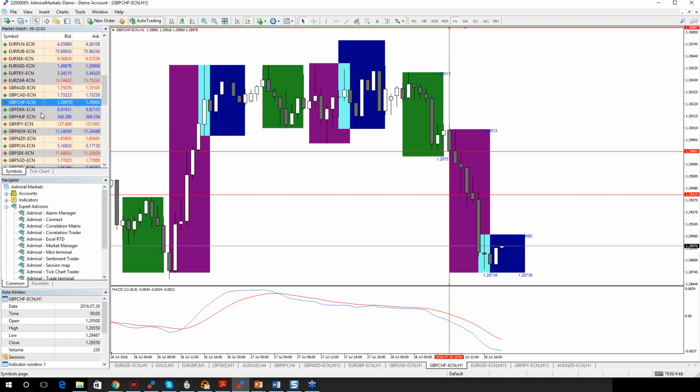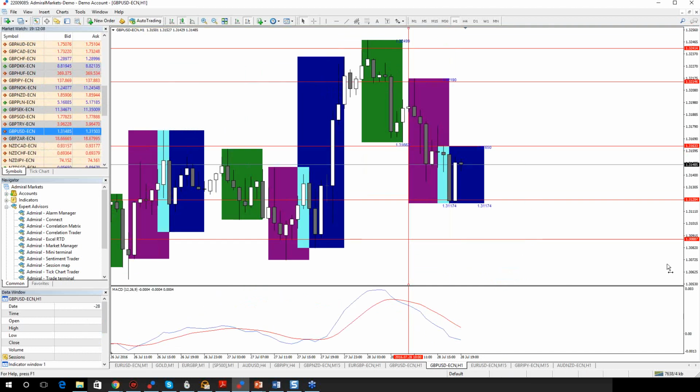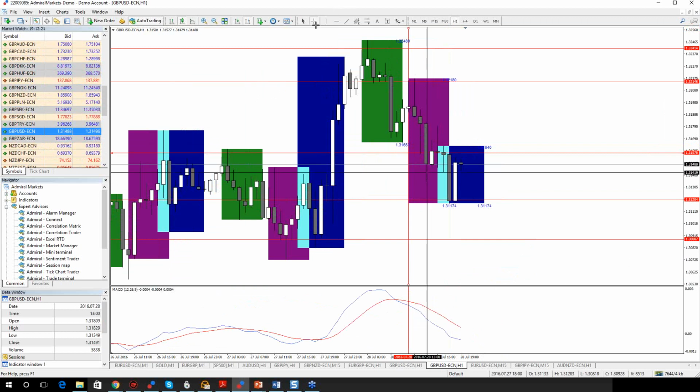Let's check Pound Dollar. Pound Dollar here. Well, again, let's count. First, second candle. Here's the low of the second candle, and here we are. The low has been broken. MACD is bearish, so we are only looking for short setups. Here we are, guys, an instant 21 pips.